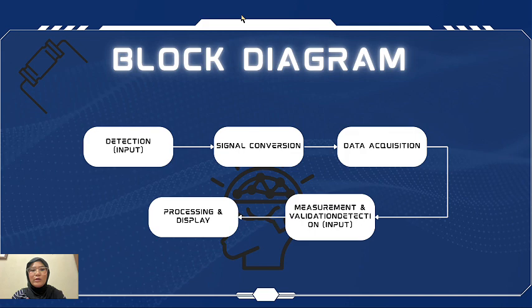My slide is the block diagram. Okay, first we start with the detection stage, where the sensor acts as the input device. It detects physical parameters such as pressure or voltage from the environment. Then for the signal conversion stage, the raw signal from the sensor is converted into a usable electrical signal, typically into a voltage range like 0 to 5 volts.